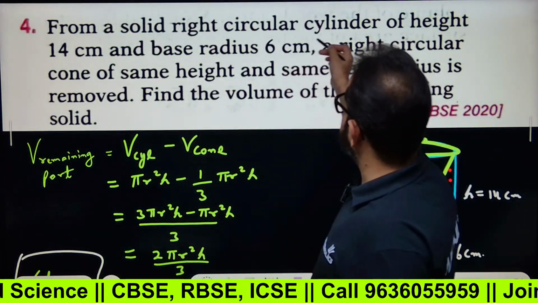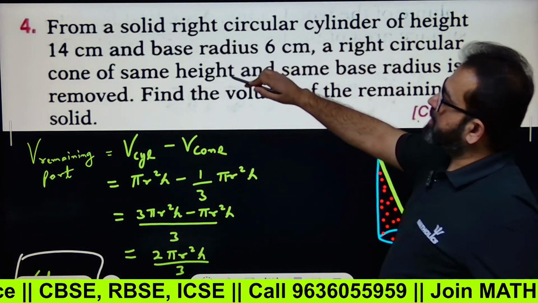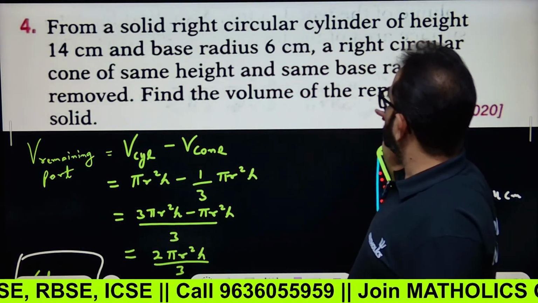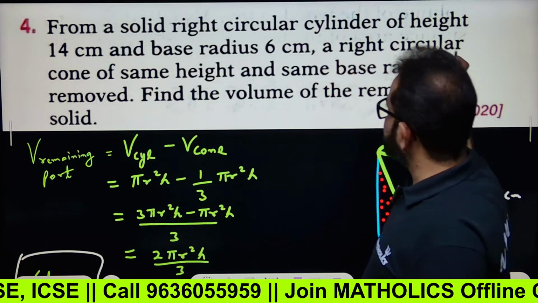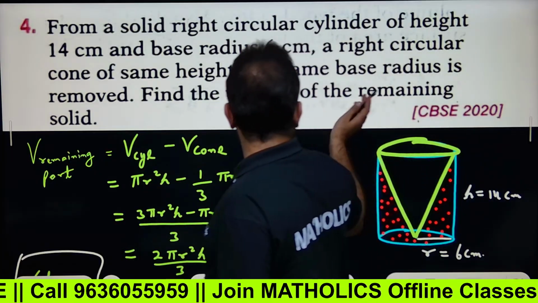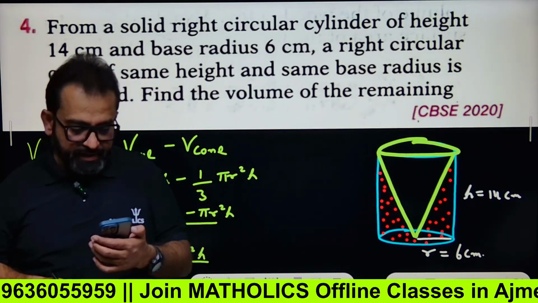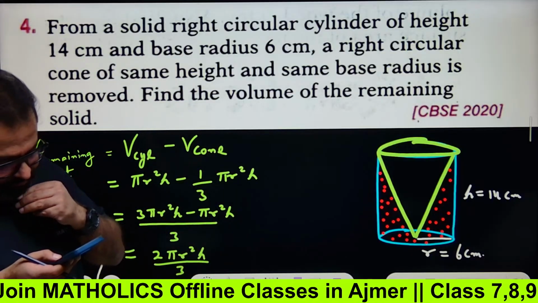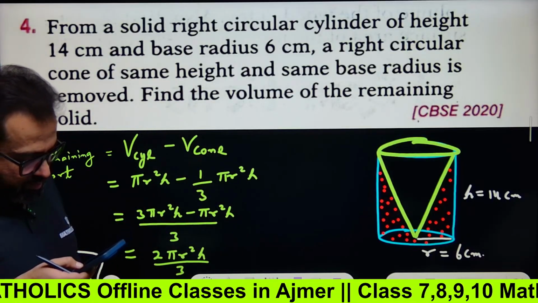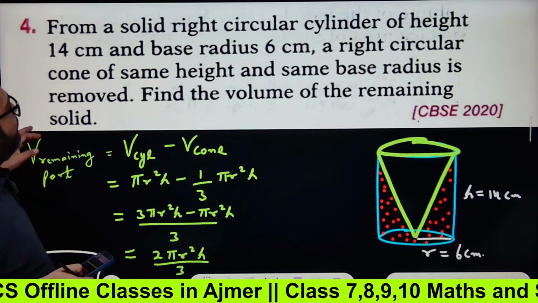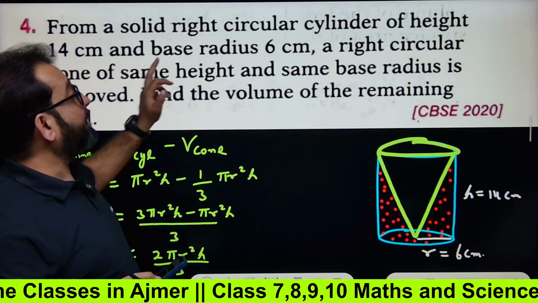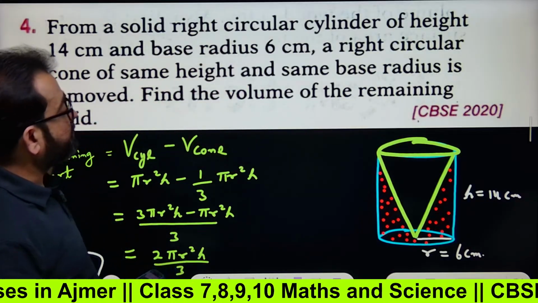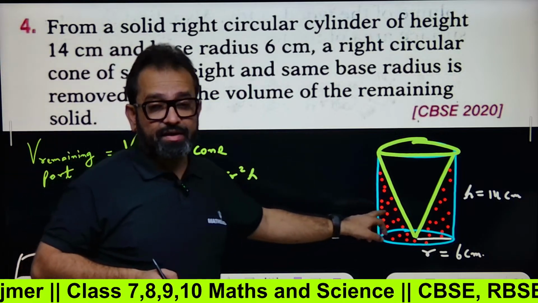From a solid right circular cylinder of height 14 centimeter and base radius 6 centimeter, a right circular cone of same height and same base radius is removed. That would mean what? If this is the cylinder, can you see the diagram?